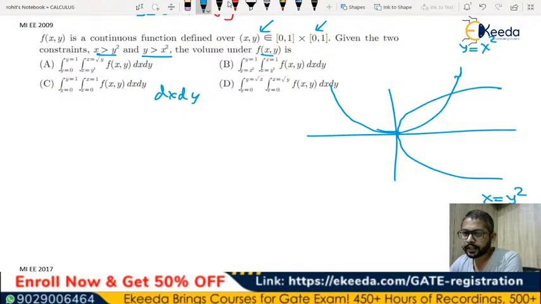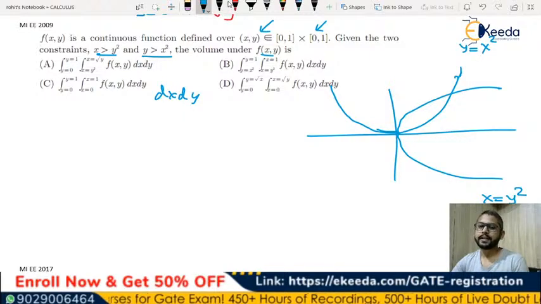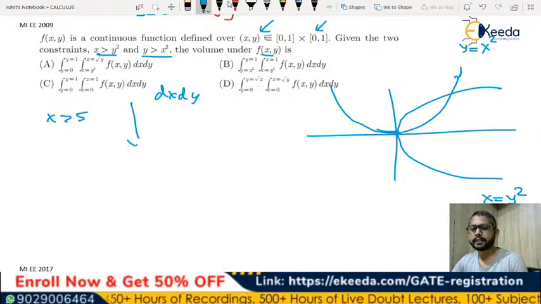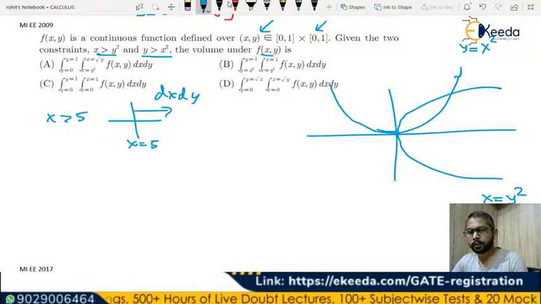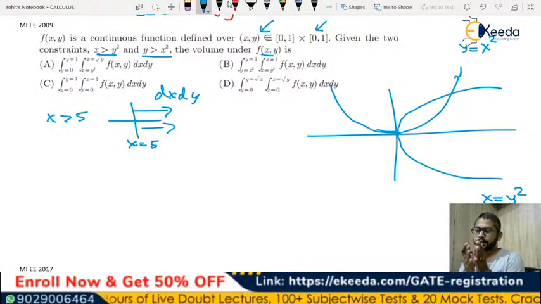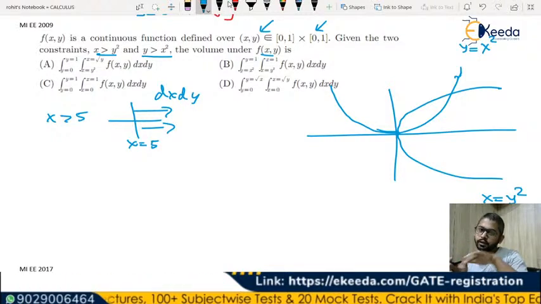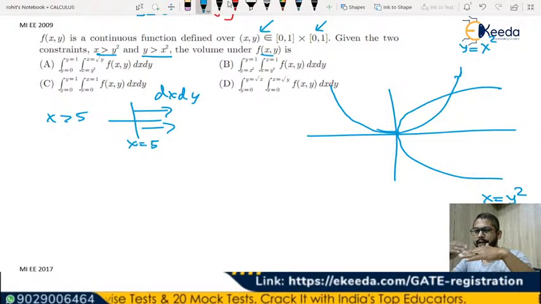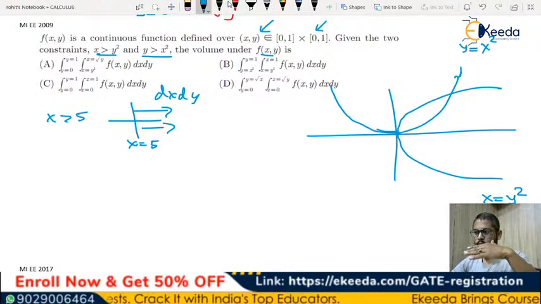Now my question is, what is something x greater than something? Like if I say x is greater than 5, what do you do? You draw a line x is equal to 5 on the xy plane, and then you take all the points on the right side, because x positive means on the right side, x less than something means on the left side. Similarly, y greater than something means upward, y less than something means downward, right?